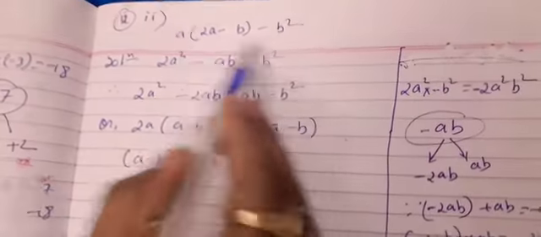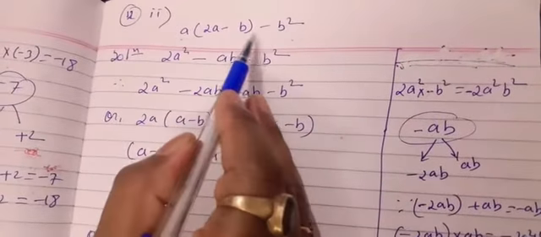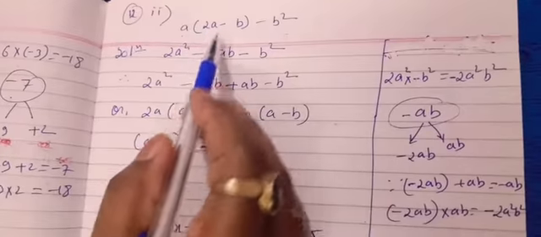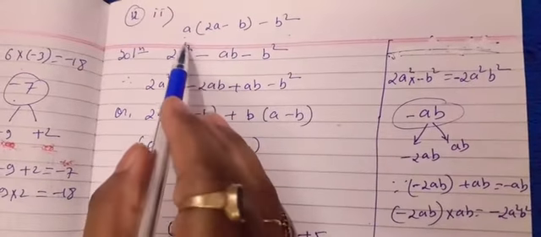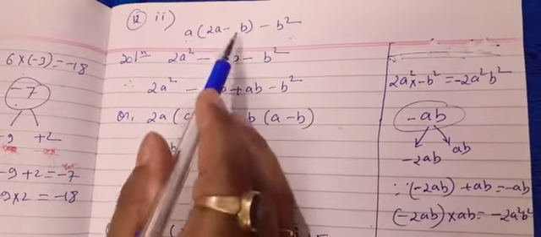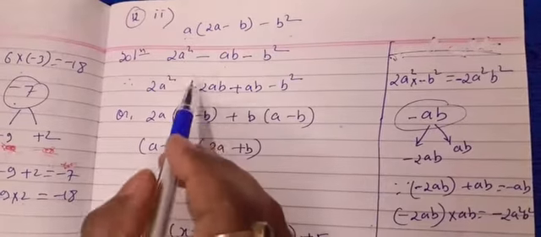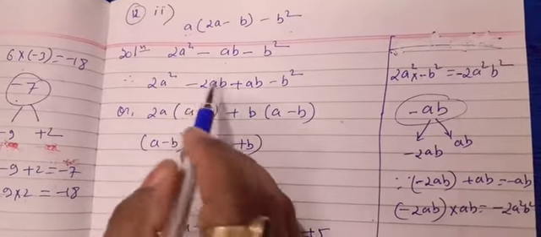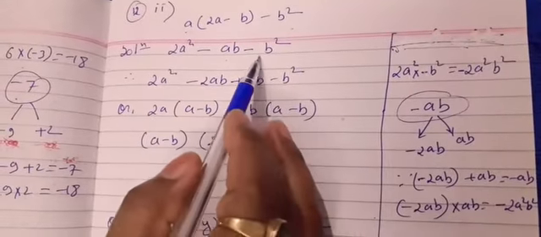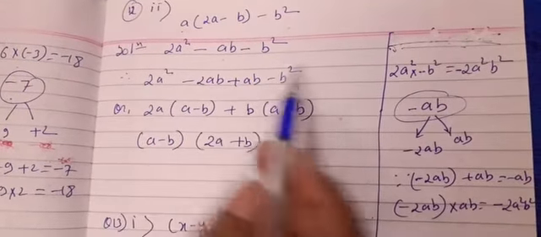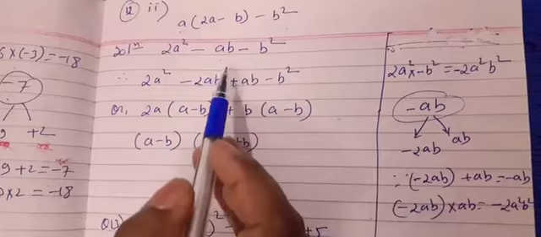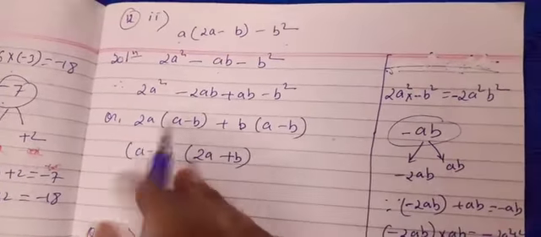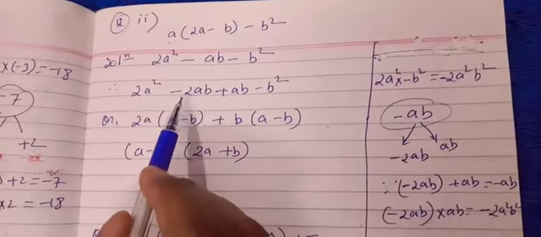Your question was like this: a into 2a minus b square, factorize it. First of all I have opened the bracket and written: a into 2a is 2a square minus ab minus b square. In the first question of exercise 4.4, I mentioned this type of special case, where you see that numbers are with squares, and how we solve the sum. I was discussing this during the explanation of question number 1.